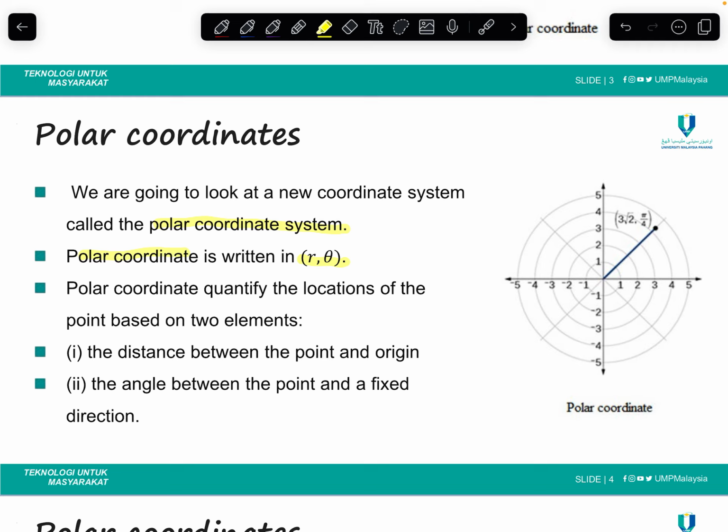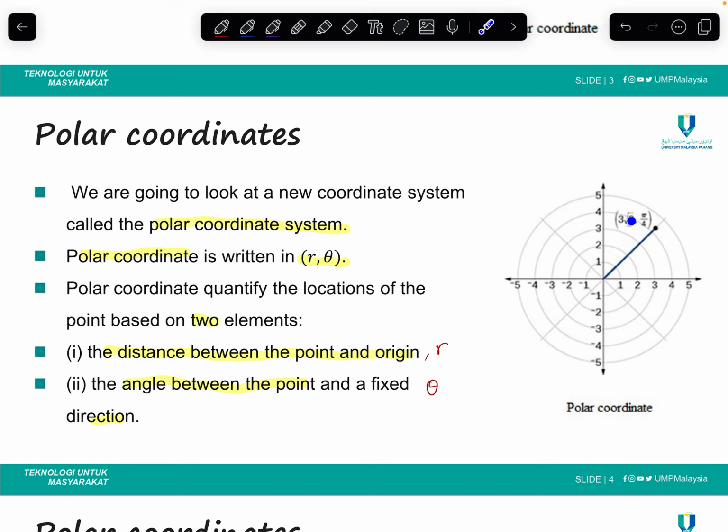Polar coordinates quantify the location of a point based on two elements. First, the distance between the point and the origin. This is denoted by r. And the second element is the angle between the point and a fixed direction. This is theta. Combining these two elements, polar coordinates are in the form (r, theta). For example here, this point represents (2, pi over 4).